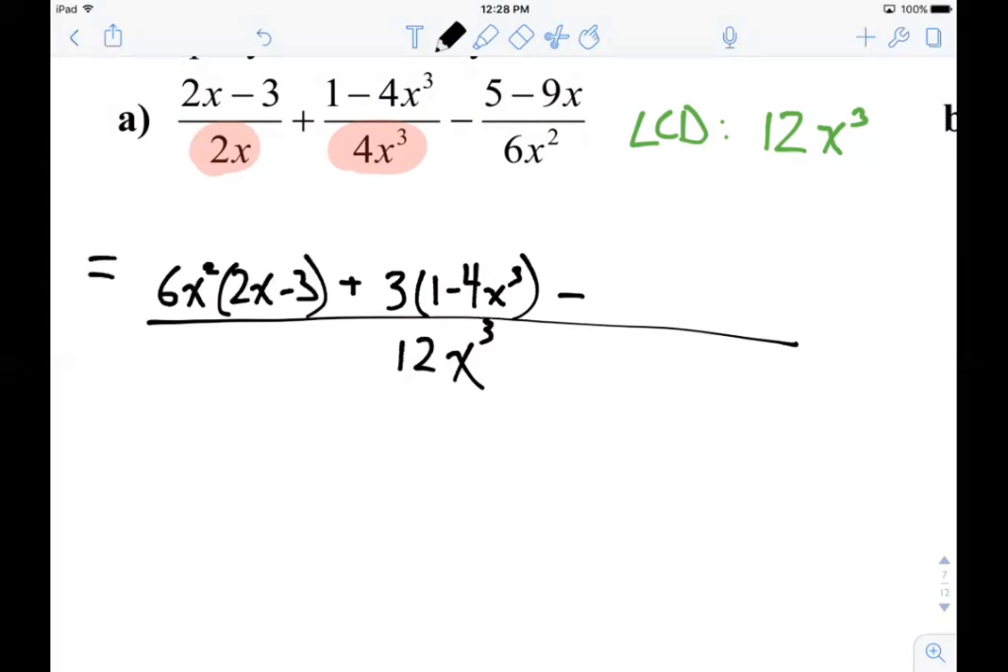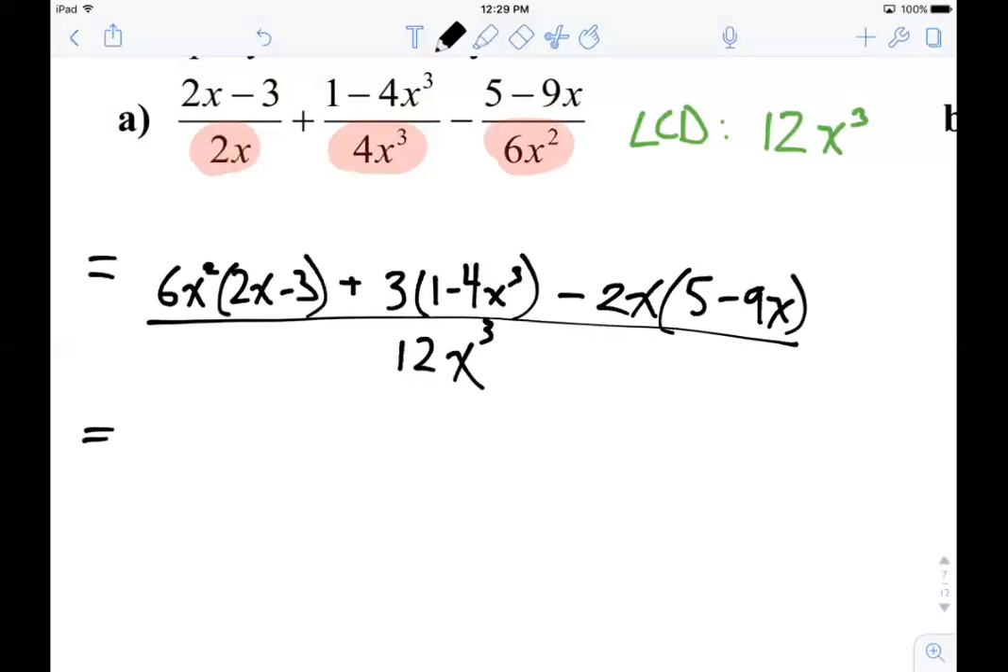So 6x squared is the denominator I started with. To get that to 12x cubed, I would have to multiply by 2x. So that becomes the extra piece that I multiply by on top, and then I put my 5 minus 9x in a bracket beside it. And now you can see I have a lot of expanding and simplifying work that I have to do on top. So let's just do that.